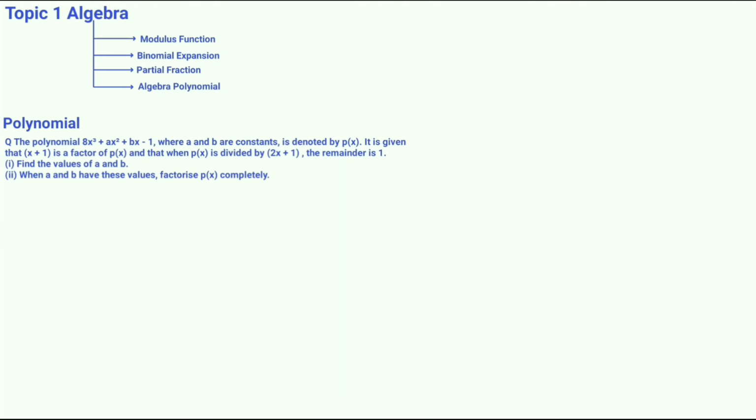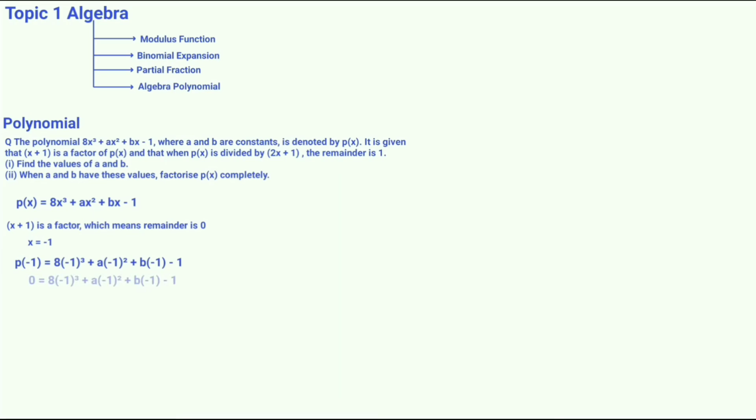Question 2. The polynomial 8x cubed plus ax squared plus bx minus 1, where a and b are constants, is denoted by p(x). It is given that x plus 1 is a factor of p(x) and that when p(x) is divided by 2x plus 1, the remainder is 1. Find the values of a and b, and when a and b have these values, factorize p(x) completely. Which means remainder is 0.